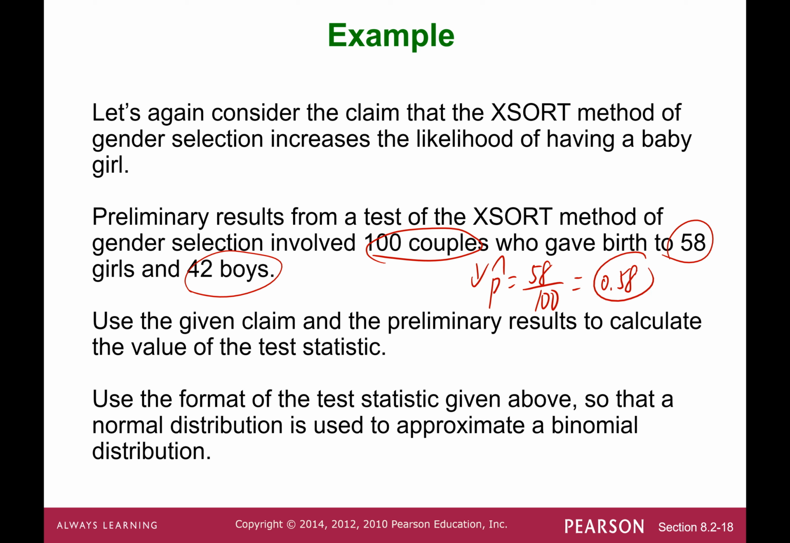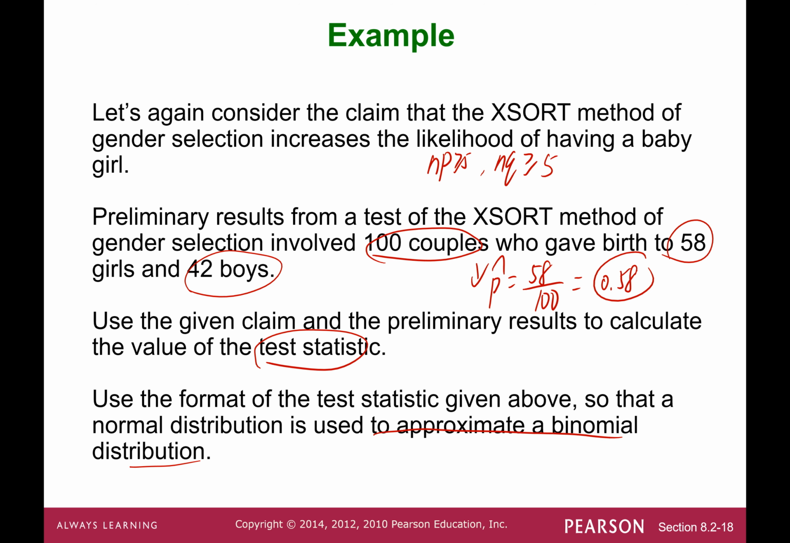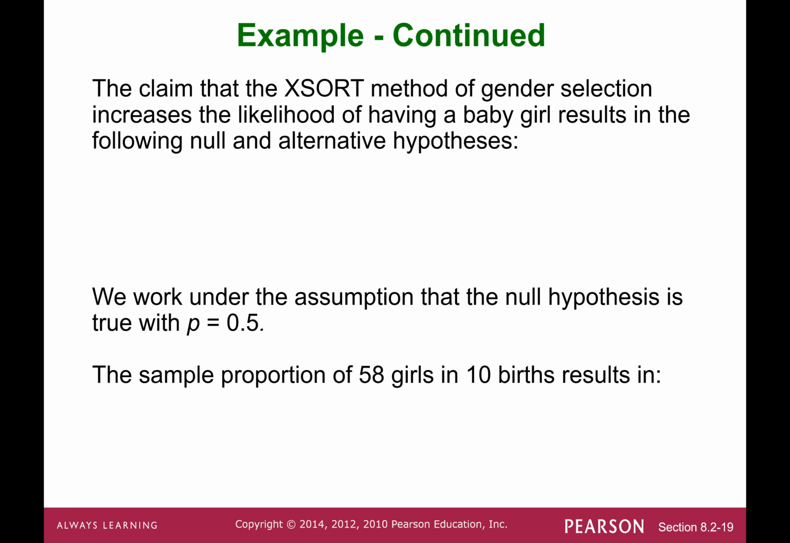Using the given claim and preliminary result to calculate the value of the test statistic, use the format of the test statistic given above, so that the normal distribution is used to approximate the binomial distribution. So we know that np, the number of successes, is greater than or equal to 5, and nq, the number of failures, is greater than or equal to 5. Both 58 and 42 are greater than or equal to 5.